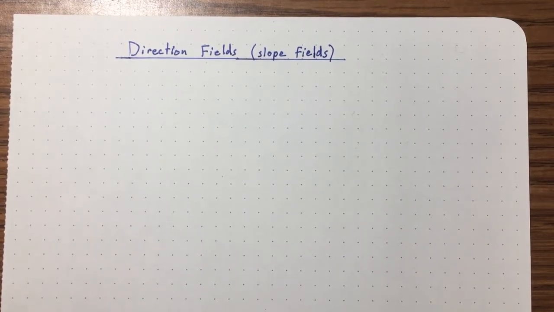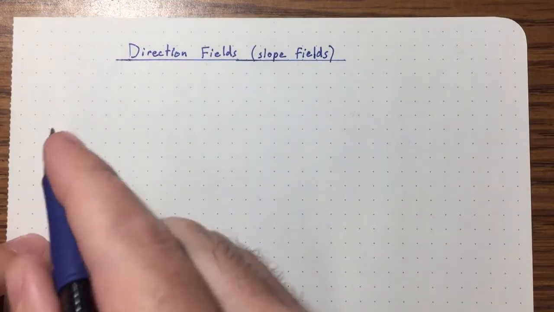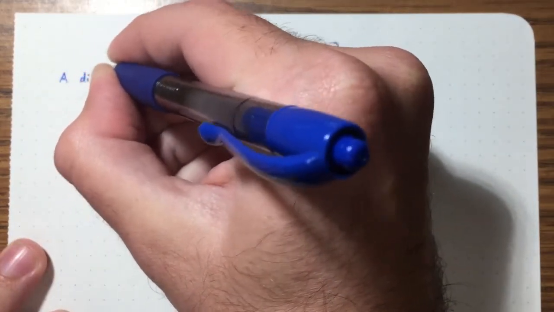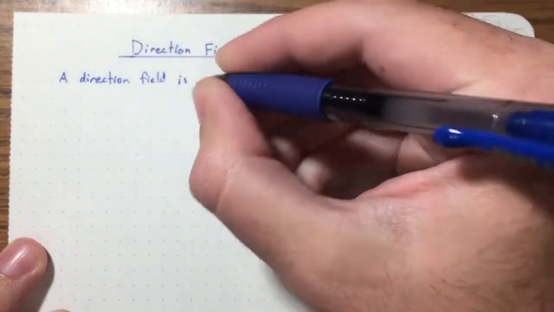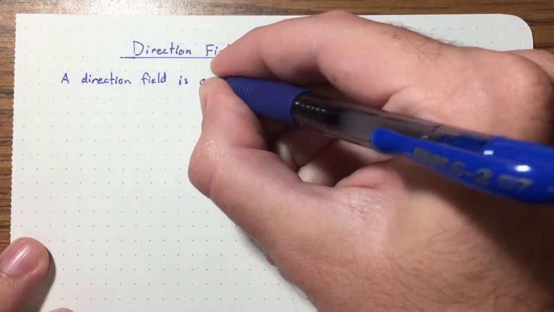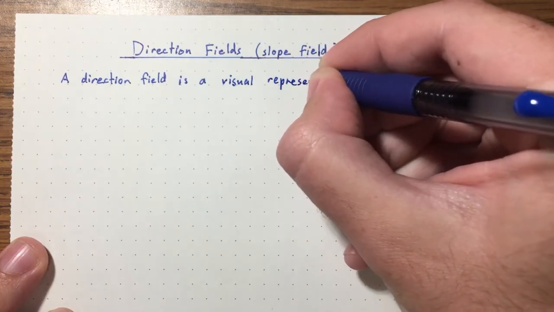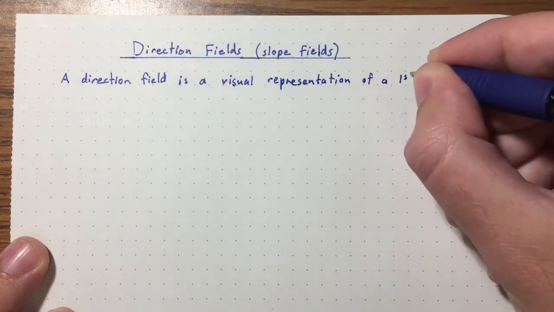So far, we've solved quite a few first-order differential equations by actually writing down a formula for the solution. So today, we're actually going to see another way to think about the solutions of first-order differential equations without having to write down an explicit formula. And that's with the direction field. So a direction field or slope field is a visual representation of a first order differential equation.